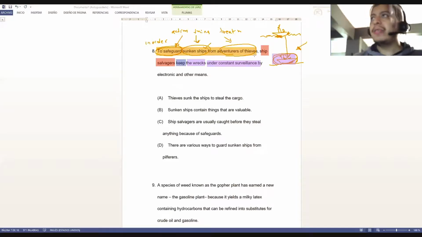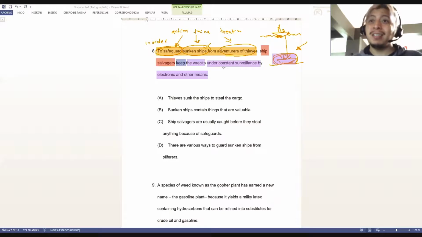So these ship salvagers, they keep the wreck, they keep these parts under constant surveillance by electronic and other means. How do they keep it under surveillance? By electronic means, maybe with like cameras or stuff, I don't know, like drones or something, and other means. What are other means? I don't know, like just physical presence.